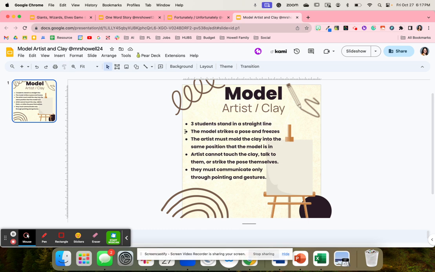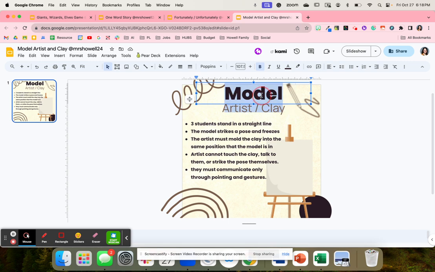The model and the artist. So this one is really funny. You'll have students stand together, and you'll have 3 students. One of the students is the model, one student is the artist, one student is the clay. And what happens is your model is going to strike a pose. So they're going to pose and freeze. The artist has to then mold the clay into the same position that the model is in. So the other person is the clay.